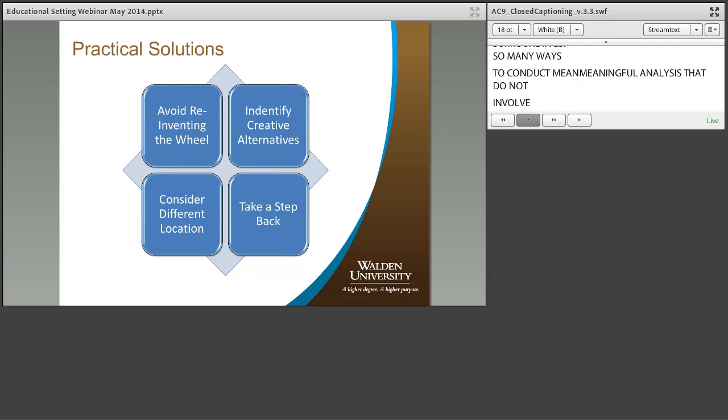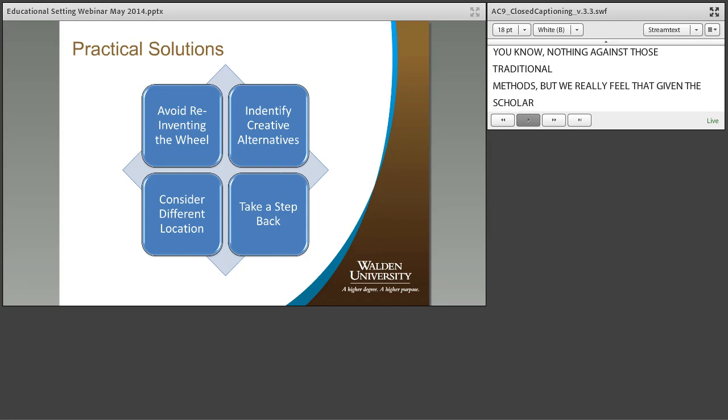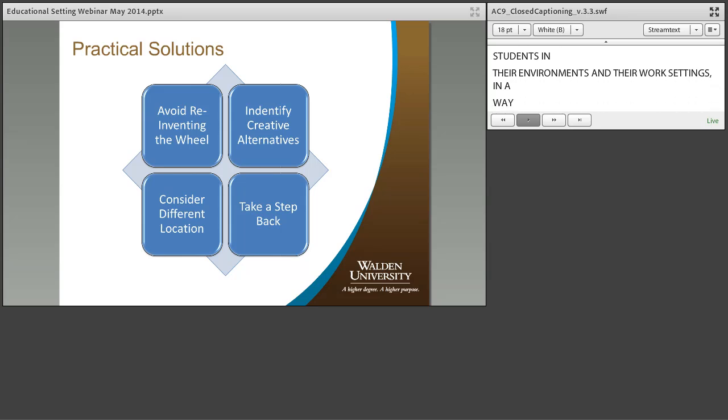Nothing against those traditional methods, but given the scholar practitioner model that Walden espouses, as well as the social change mission, we really could be doing more to help engage students in their environments, in their work settings, in a way that they are going to be answering questions that have a great deal of meaning, that are very tied to practice is what I'm getting at.